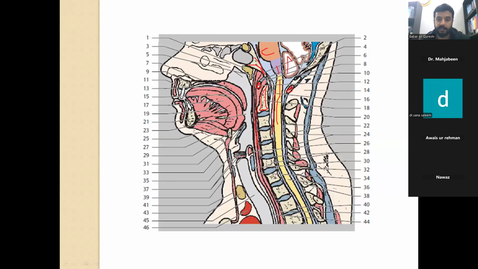Just behind it, there would be the ligamentum flavum. These are the spinous processes. Between the spinous processes, this is the interspinatus ligament. Just behind the spinous processes, running is the supraspinatus ligament.